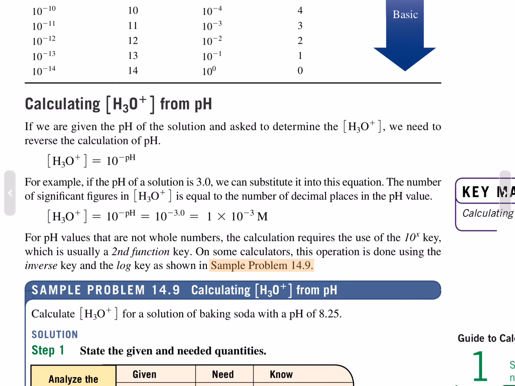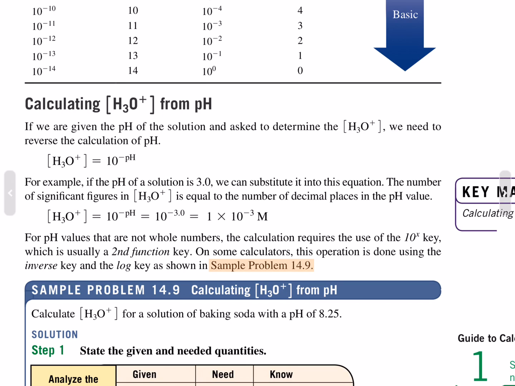Calculating the concentration of hydronium from pH. If we're given the pH of a solution and asked to determine the concentration of hydronium, we need to reverse the calculation of pH. The hydronium concentration is 10 to the negative pH. For example, if the pH of the solution is 3, we can substitute it into this equation. The number of significant figures in the hydronium is equal to the number of decimal places in the pH value. Hydronium ion concentration is 10 to the negative pH. 10 to the negative 3.0 equals 1.0 times 10 to the negative 3 molar.